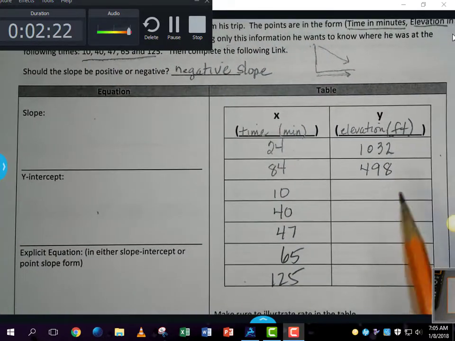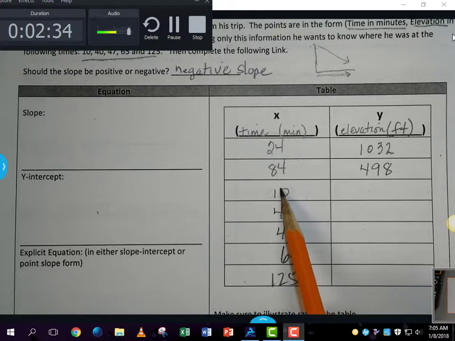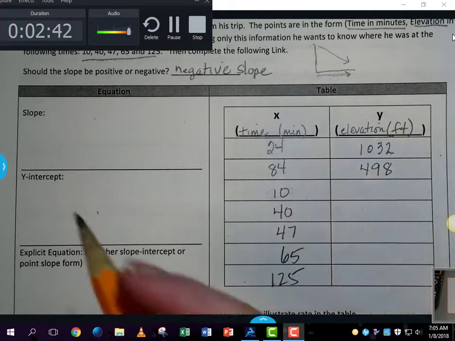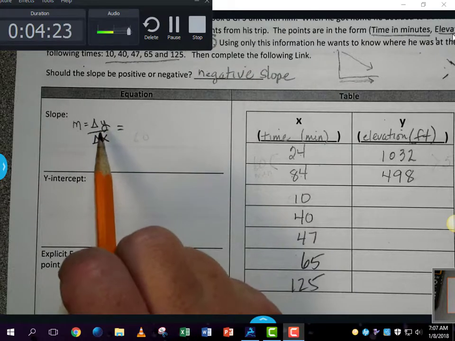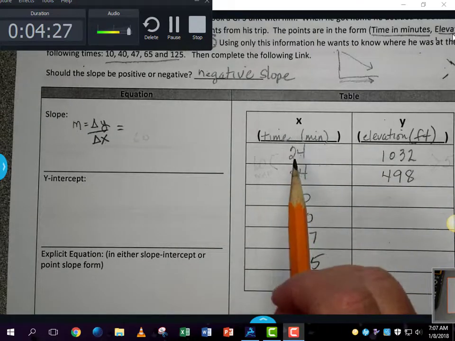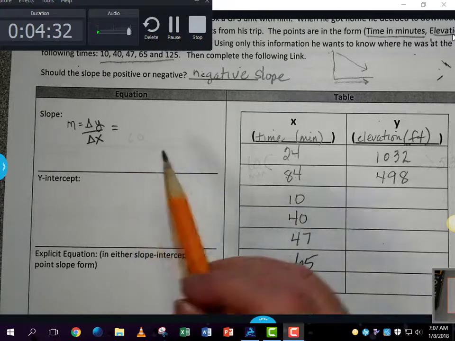I cannot figure out the rest of this information until I have come up with the equation, because to figure out where he is at 10 minutes, I need to put the 10 in for x and then figure out what y is. So I have to come up with the equation. Well, I have 2 points, and I know that my slope is the change in y over the change in x. So I'm going to figure out my change in x and my change in y, and substitute the numbers to figure out my slope.